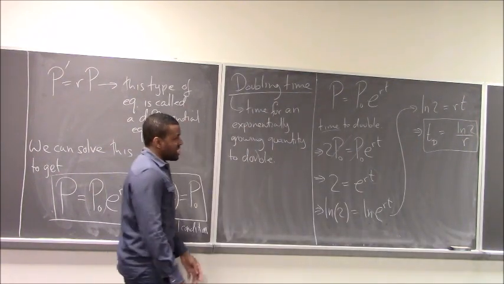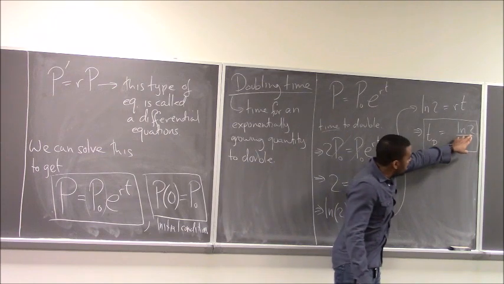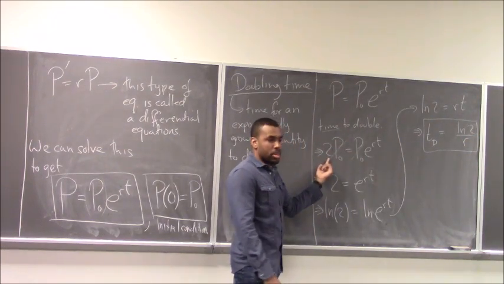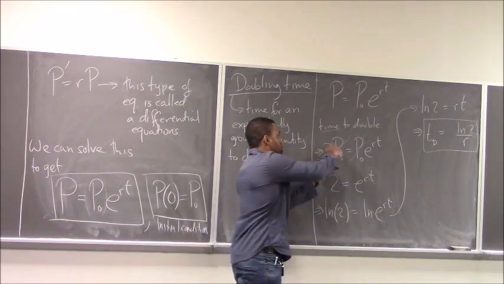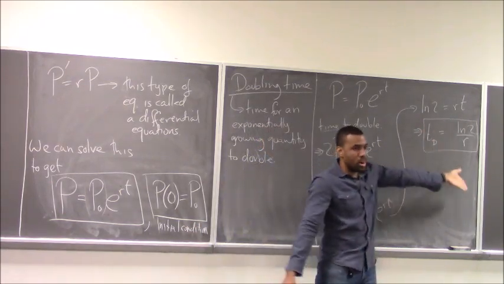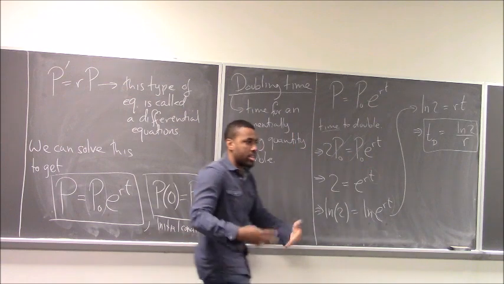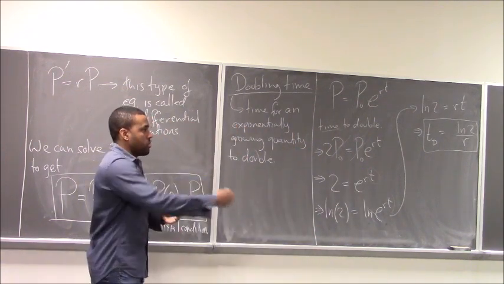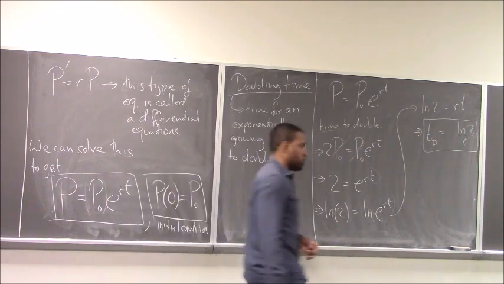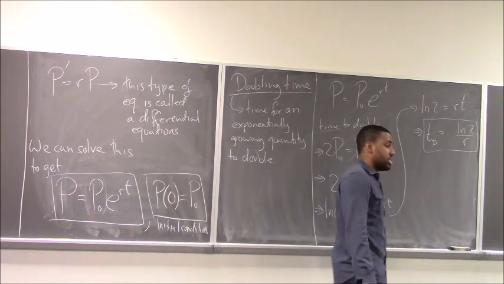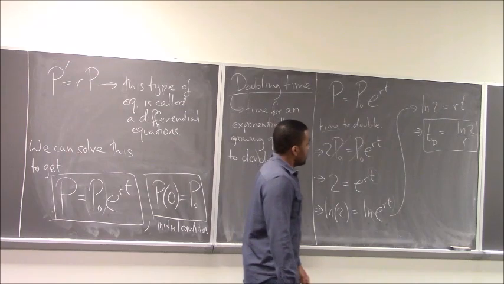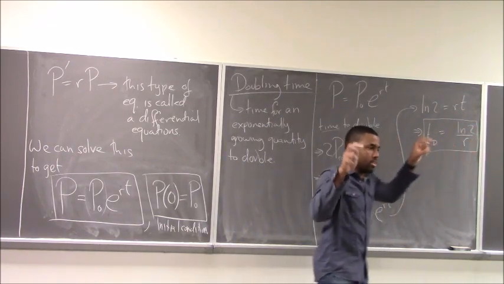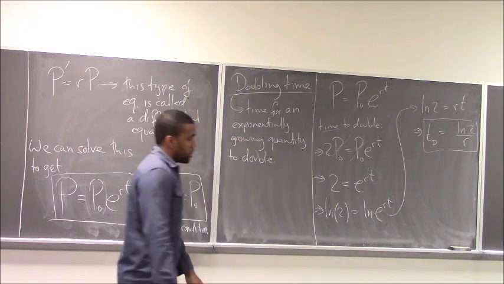And by the way, there's nothing special about this 2. I plugged in 2 because that was the time to double, but if I wanted the time to triple, I would have put a 3 here, and I would have ln3 over r. The time to quadruple is ln4 over r, etc. So looking at orders of magnitude for exponential growth functions, it's pretty easy as well. The time to have n times the size you started with is ln of n over r. So that's all it's going to be.